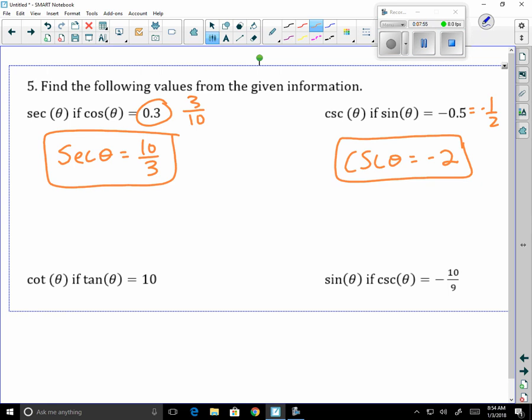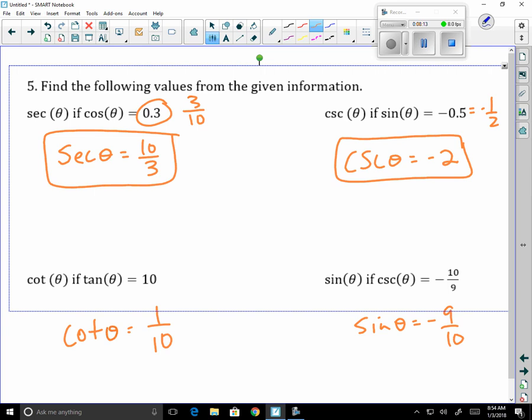Tangent is 10, therefore cotangent is 1 over 10. And if the cosecant is negative 10 over 9, the sine, which is its reciprocal, is negative 9 over 10.